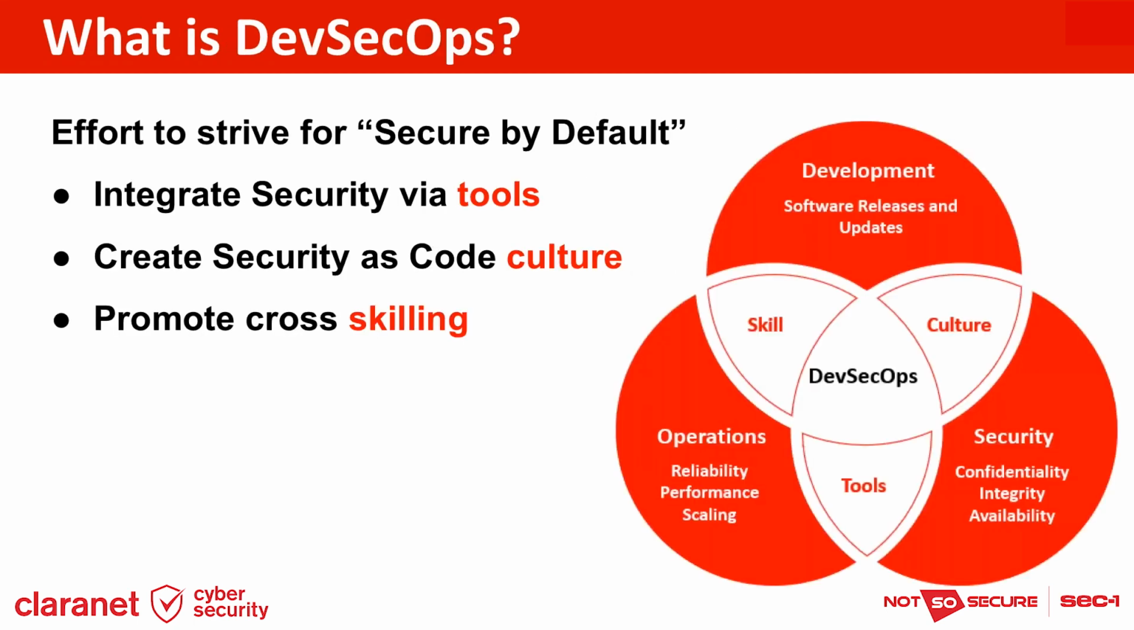Now, what is DevSecOps? We keep hearing these terms. What exactly is DevSecOps? The idea is to have a secure by default state. How can you achieve that? When you integrate security via tools, when you build a culture where security is a part of the culture, and when you promote cross-skilling. So not just dev and ops as one team and security as another, but rather both teams learning each other's skill set and having a combined team moving forward.